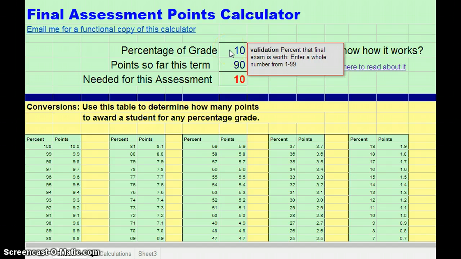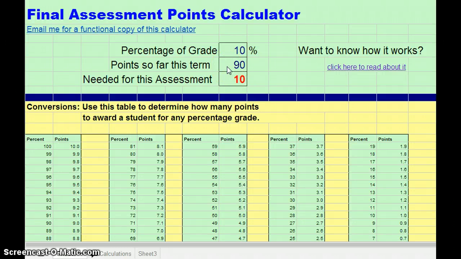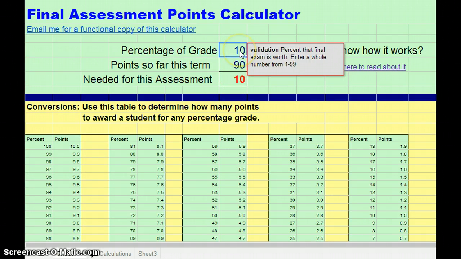If your final exam is supposed to count 10%, you've already got 90 points, well, then you're going to need 10 additional points. Why? Well, 90 plus 10 gives you 100 points, and a 10-point exam will be 10% of 100 total points. This gets a little bit more complicated, though, if you need a different number.